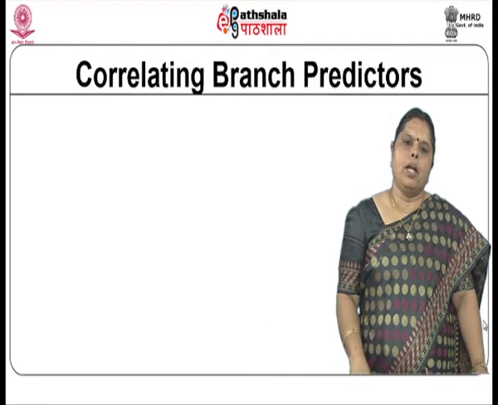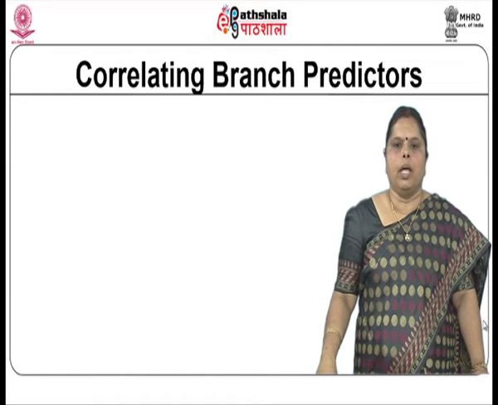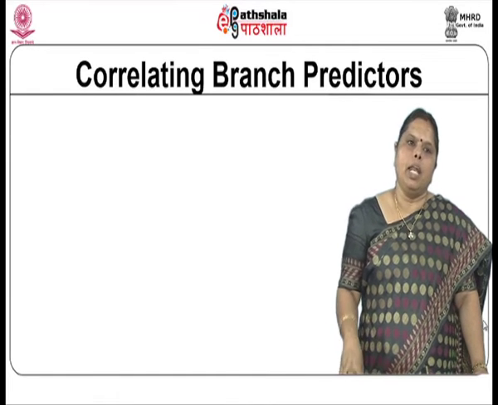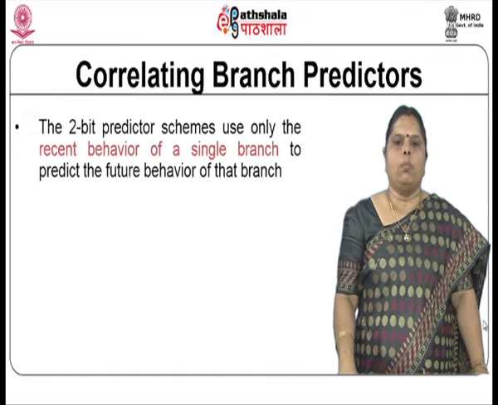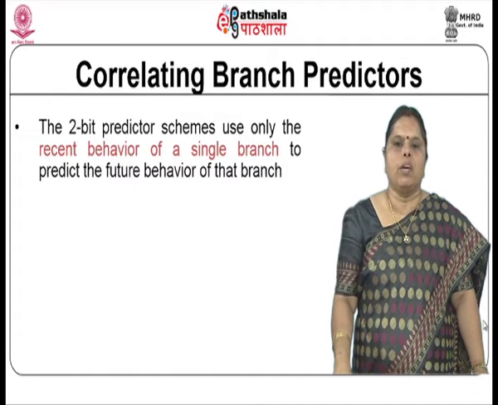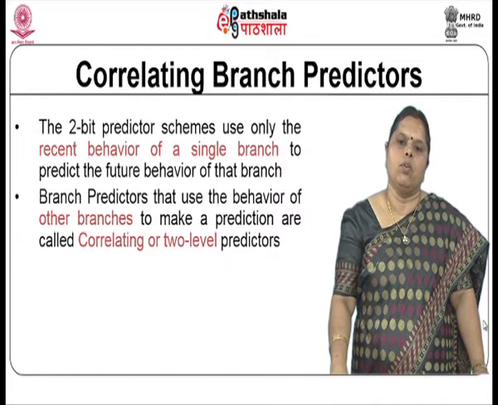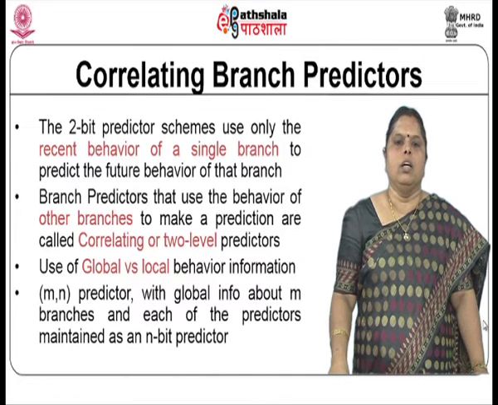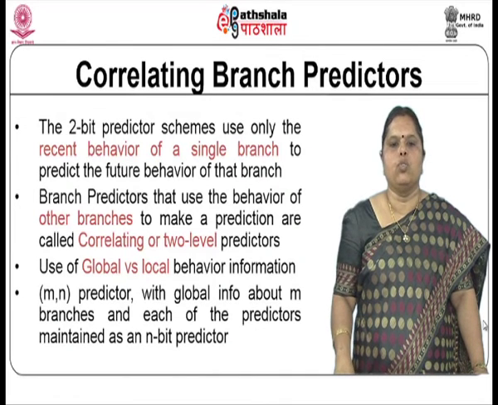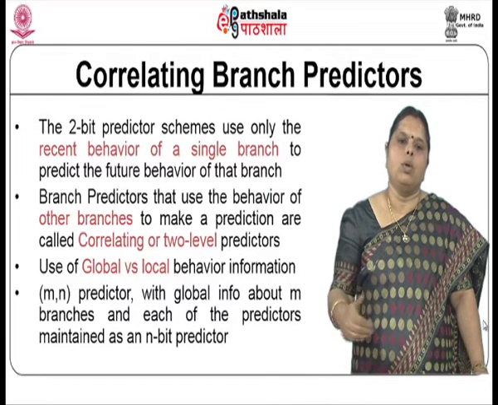Now your 1-bit predictor and 2-bit predictor all base the branch prediction on the behavior of a particular branch. But in many cases we find that a branch's behavior is not only dependent on its own behavior, it depends on the behavior of other branches. So how do you correlate the behavior of one branch with the behavior of other branches? That concept is what is called a correlating branch predictor. The correlating branch predictor makes use of what is called global information. Global information means it is making use of the information about other branches.